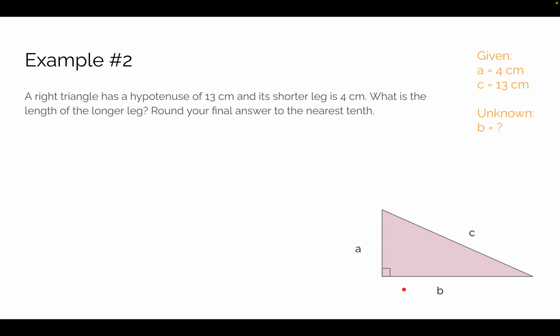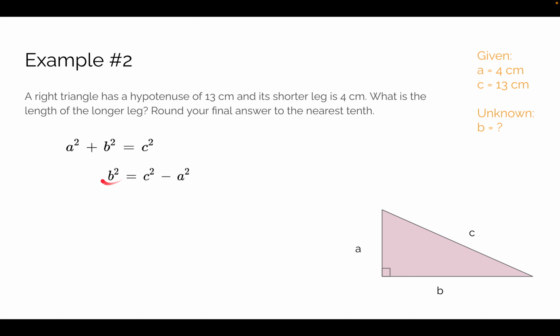So now let's bring in the Pythagorean theorem to help us solve this. Again, A squared plus B squared is equal to C squared. Now, because we don't know what B is, we want to isolate for variable B. So let's go ahead and do that. So B squared is equal to C squared minus A squared. And we did that by subtracting A squared from both sides.